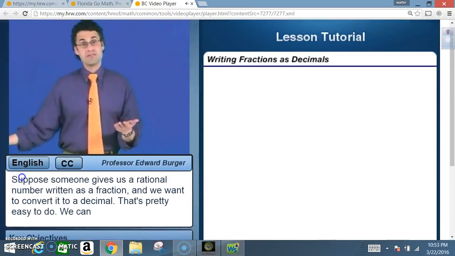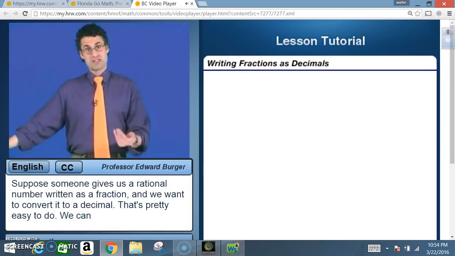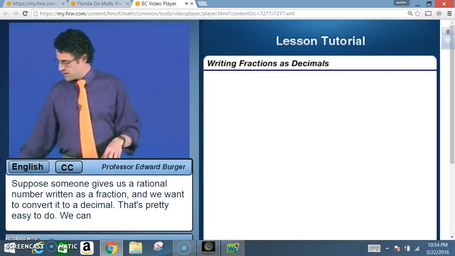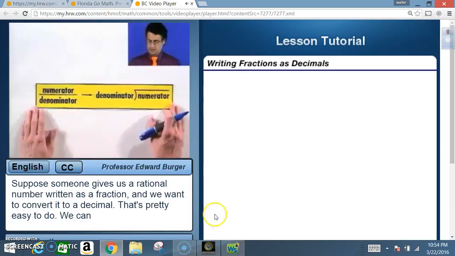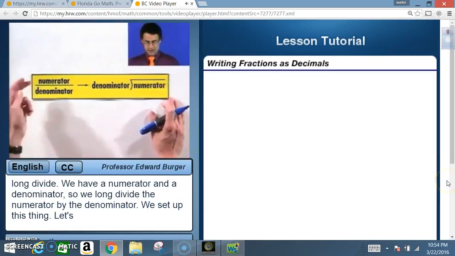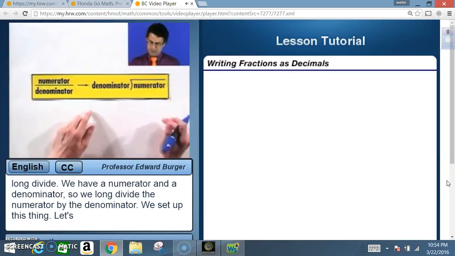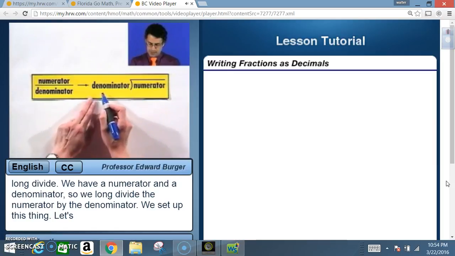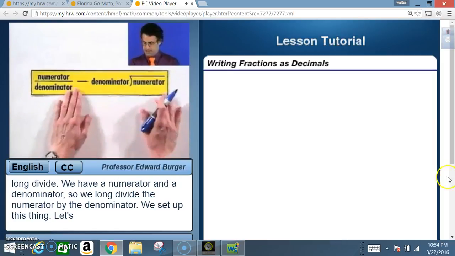Now, suppose that someone gives us a rational number written as a fraction and we want to convert it to a decimal. Well, that's actually pretty easy to do. We just long divide. So what we do is we have a numerator, we have a denominator, and we long divide the numerator by the denominator. And so we set up this kind of thing.